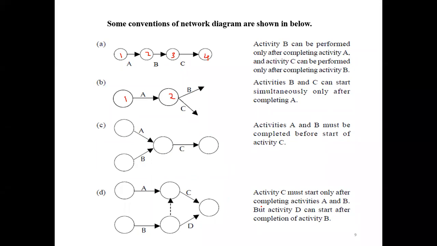Consider the last one. Here activity C must start only after the completion of A and B. Once A and B are completed, C can be started. Then how can we say that? Here also we can say that A and B finish together. But another piece of information is given at the same time: activity D can start after the completion of activity B.